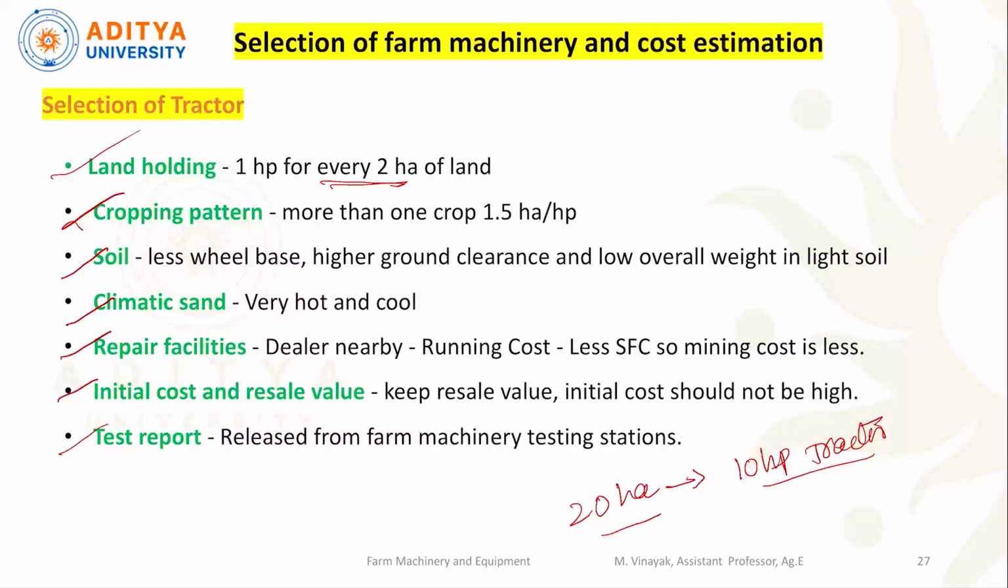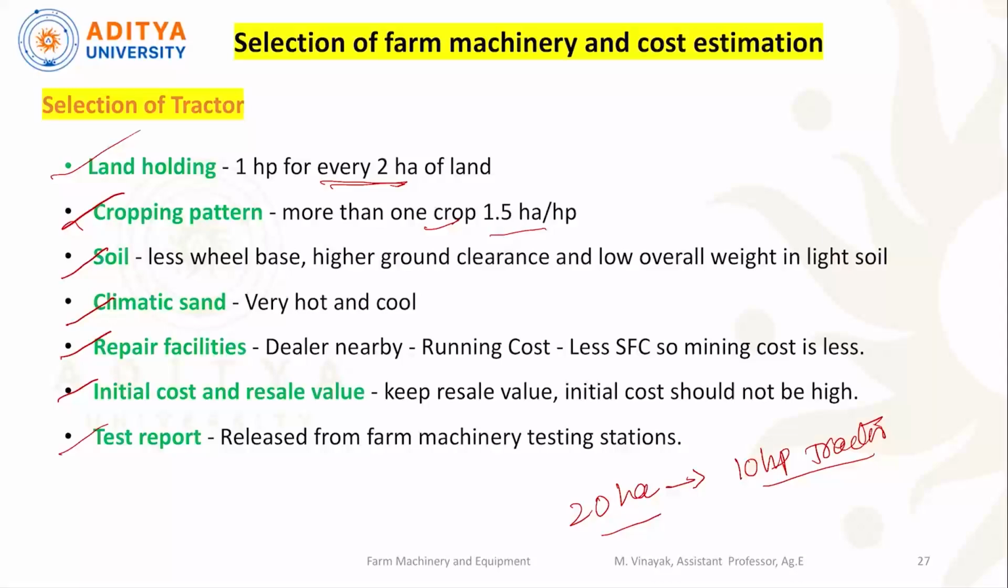Next is the cropping pattern. For more than one crop, they can go for 1.5 hectares per HP. Some farmers grow only one crop throughout the year, while others follow a multiple cropping system. In most coastal regions they can grow 2 to 3 repeated crops in a year, whereas in most rain-fed areas they grow only in the rainy season. Based on the requirement of the farmer, 1 hectare per HP can be selected for more than one crop.